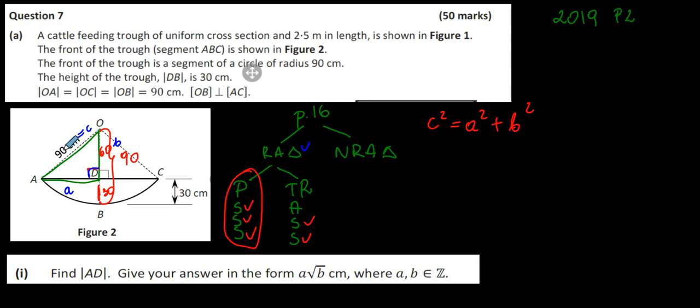And all we do now, we sub that in. So in place of C, we put the value of C, which is 90, equals AD, the one we are looking for, so we can say AD to the power of 2, plus the remaining side to the power of 2. Now we can solve that.